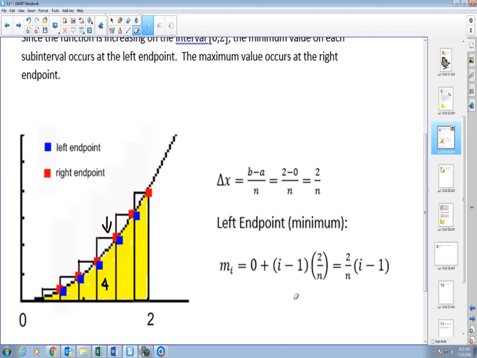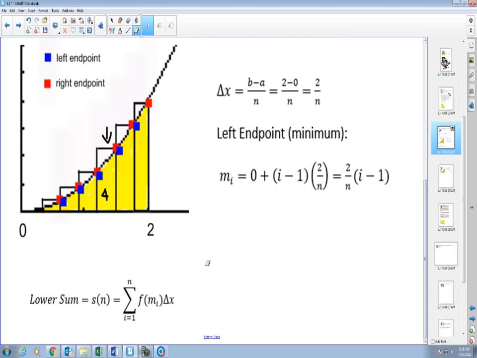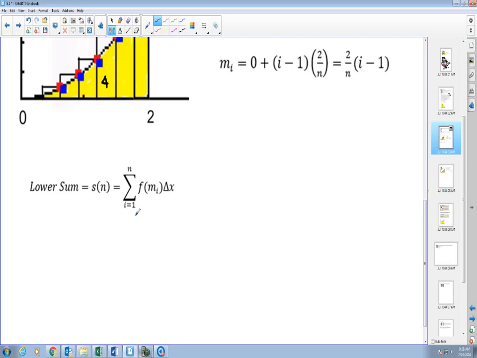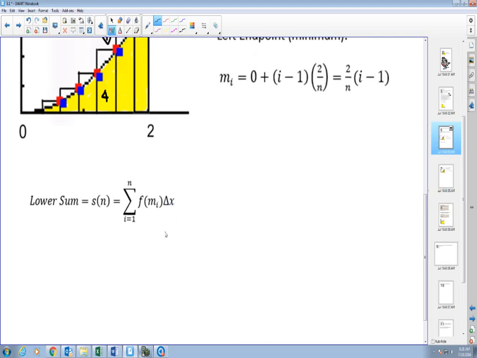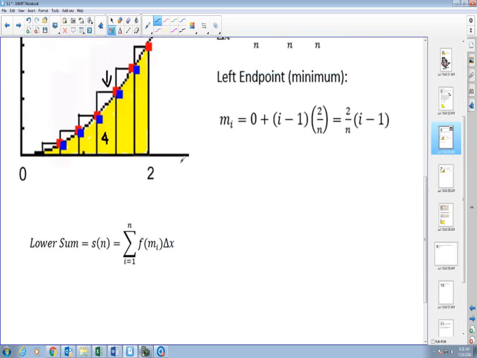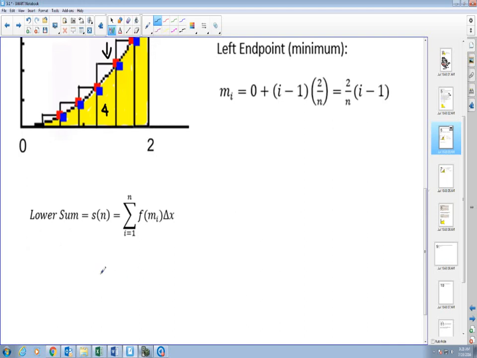So my i minus 1 times my delta x, 2 over n, will just be 2 over n times i minus 1. So my lower sum, sum up all the minimums basically, is going to be from 1 through n of f of m sub i, the sum of all the minimums times their width. Again, I'm using equal width for all these subintervals.